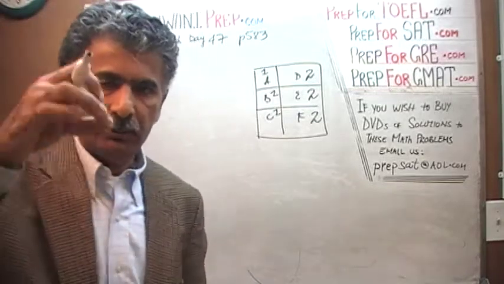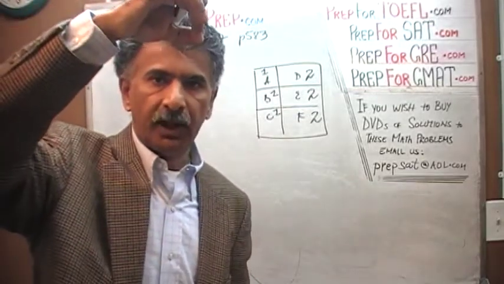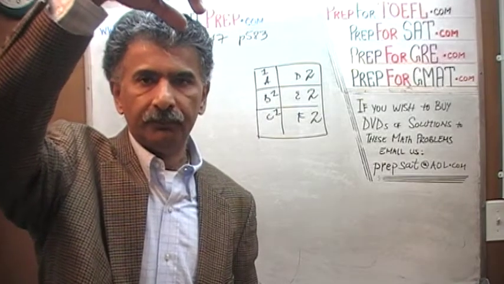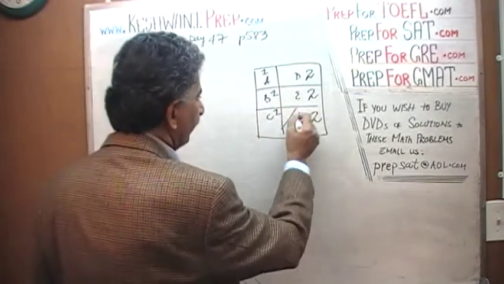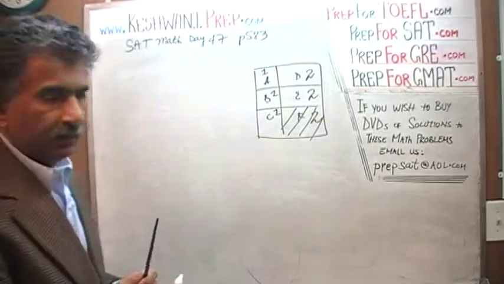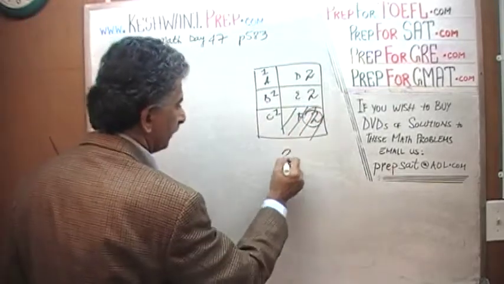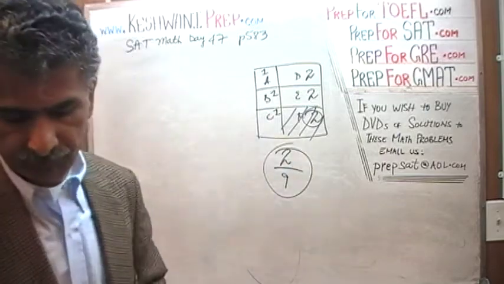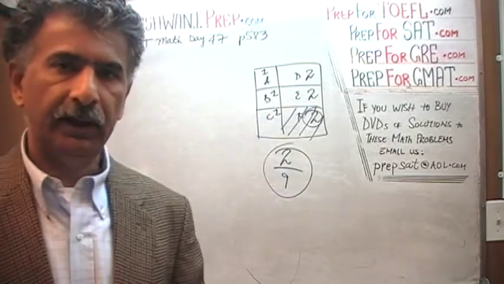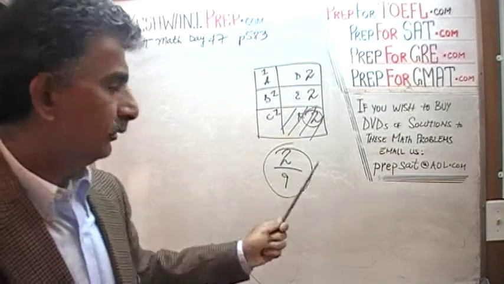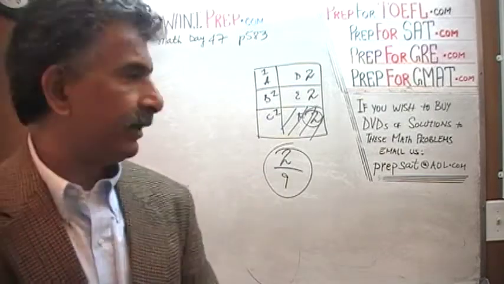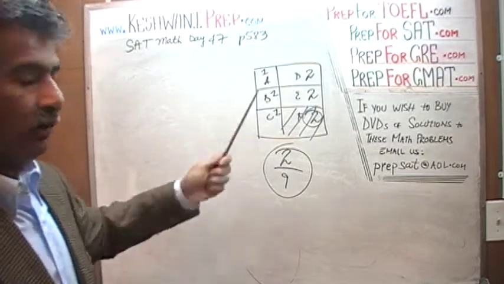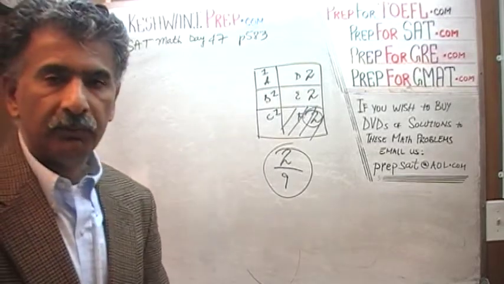If I were to drop a marble from the top, just drop it at random, the odds that it will fall in F is the area of this box here, which is 2, out of a total area of 9. That's it. The odds are 2/9. What are the odds that it will fall in B? Well, it's 1/9.